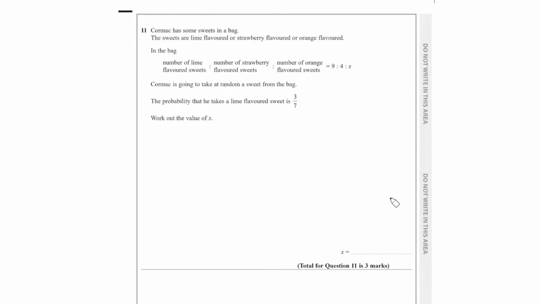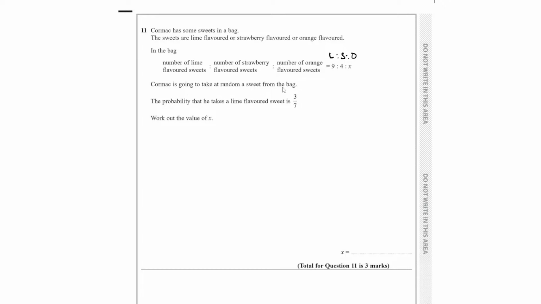Okay, question 11. So we've got some ratio and probability now. Cormac has some sweets in a bag. The sweets are lime flavoured or strawberry flavoured or orange. In the bag, the number of lime sweets to the number of strawberry to the number of orange is in this ratio, 9 to 4 to x. So I like to just put my initials here just so I can refer back to it more easily. L to S to O.